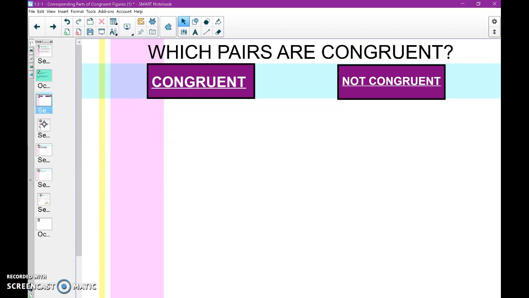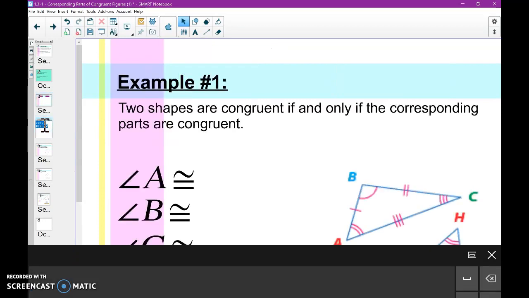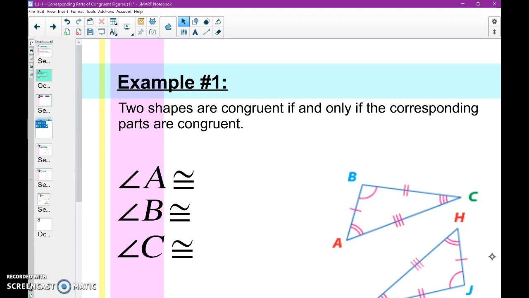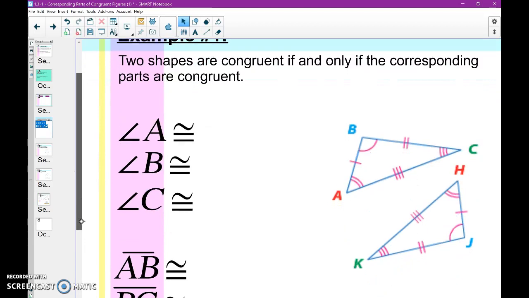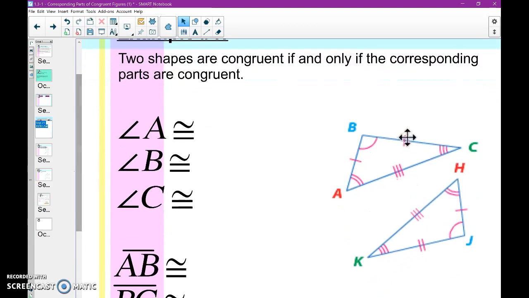So let's dig into our notes a little bit with some examples. For this first one, we're going to work on just matching based on the picture. All these little tick marks on the sides represent what sides should match with which sides. These arches in the angles also tell us what angles should match with what angles. Now, what you have to be careful of is to match the correct letter and put the appropriate symbol with it.